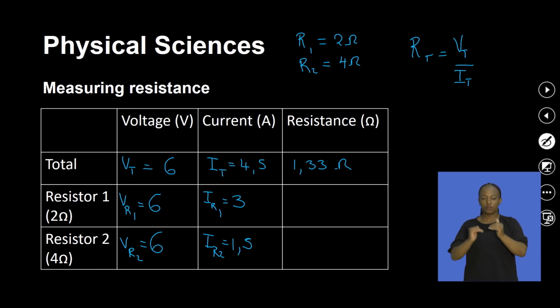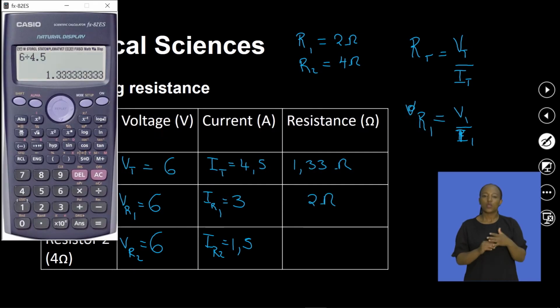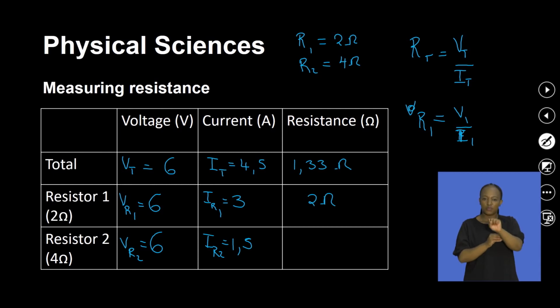And then for R1, the resistance of the first light bulb is equal to V1 over I1, the current that goes through it. So it's 6 over 3, which gives us 2 ohms, which we've already verified. And then if we say 6 over 1.5, we can verify that on the calculator: 6 divided by 1.5 gives us 4 ohms.